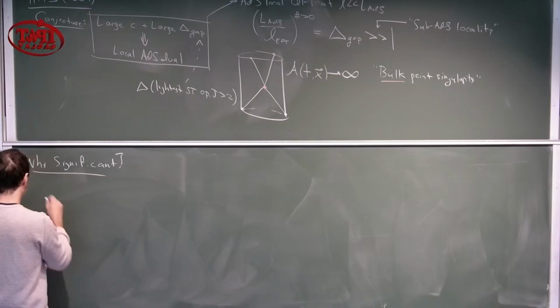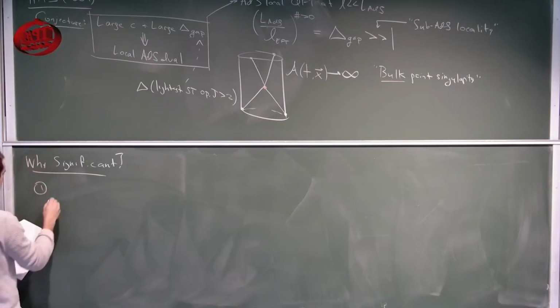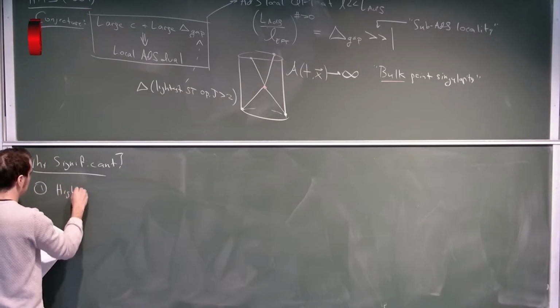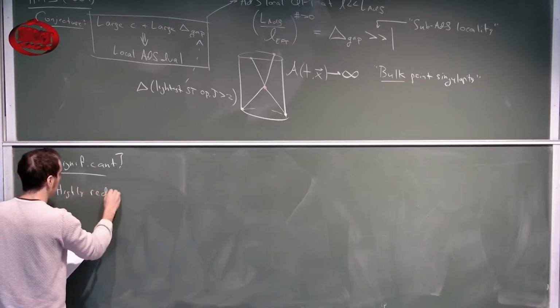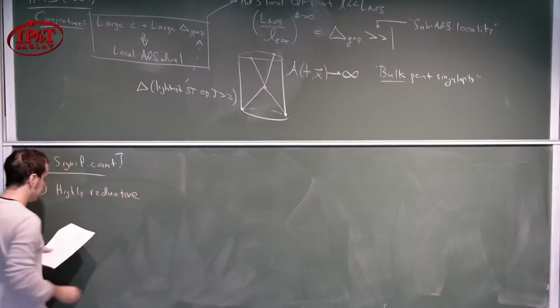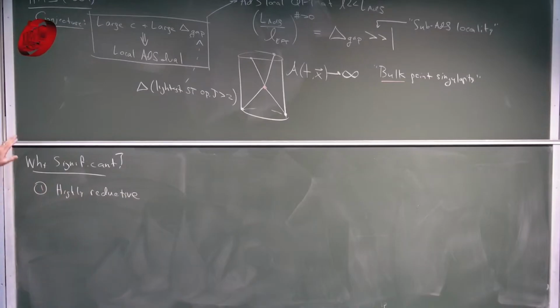So why is it significant? Well, first, it's highly reductive in the sense that all you have to do is fix this one spectral condition of your large N theory, and then the rest of the full structure of GR, perhaps coupled to some low spin matter, is supposed to follow from that.